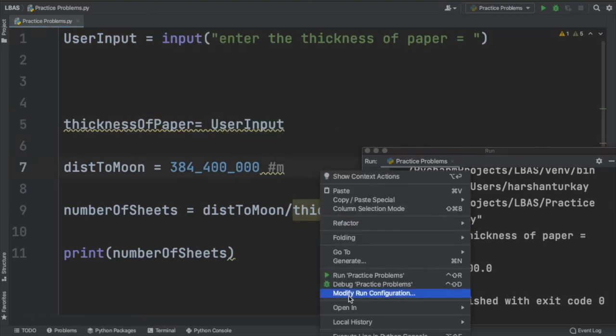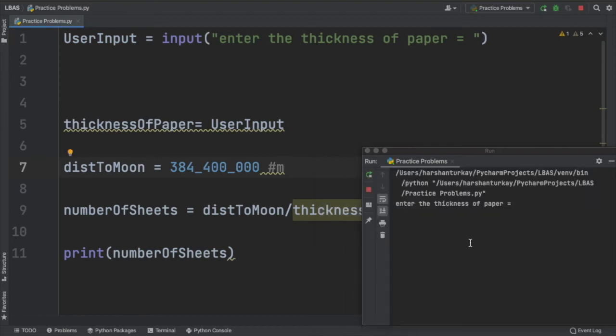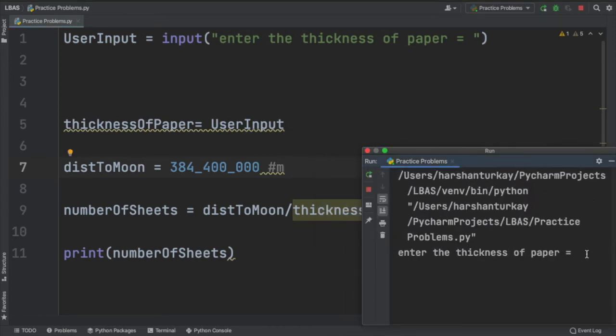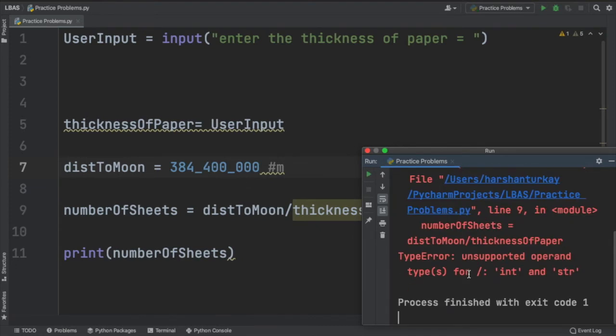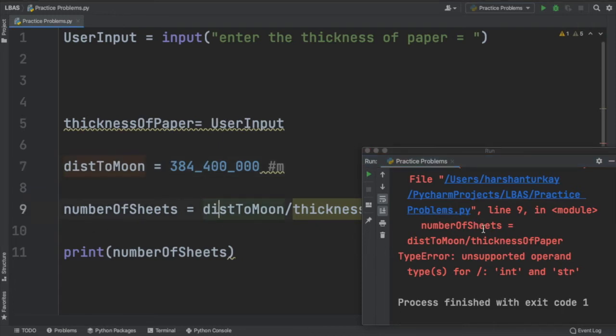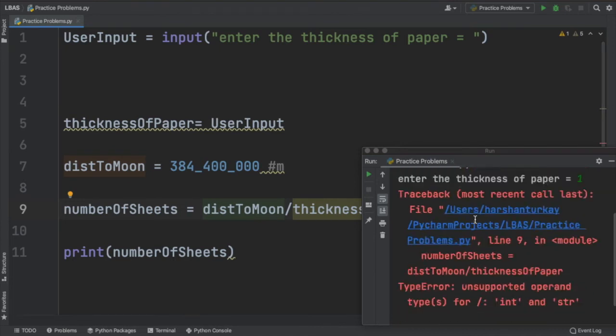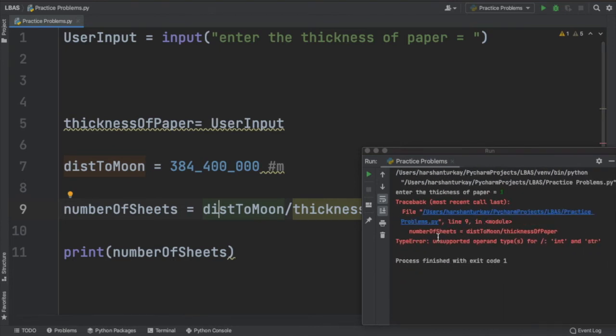So now let's run this code again. Now if I enter 1, we should get this number here, because anything divided by 1 is just the same number. So now run it, press enter. Now it says that we have some kind of error in line 9. Okay, what is the error? Line 9, module number of sheets. Okay, unsupported operands, integer and string.